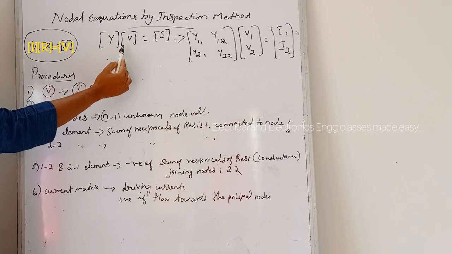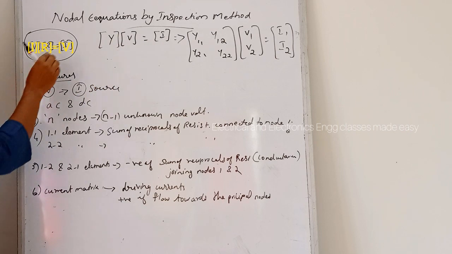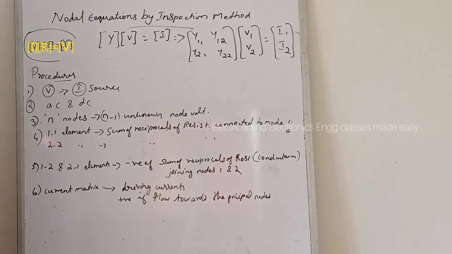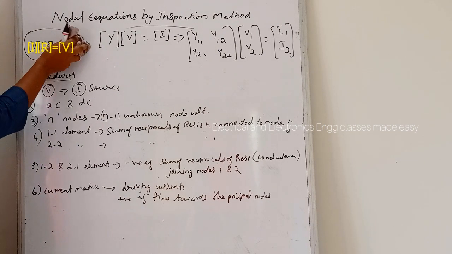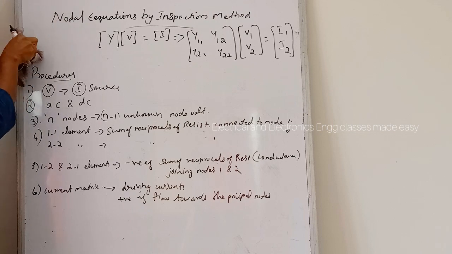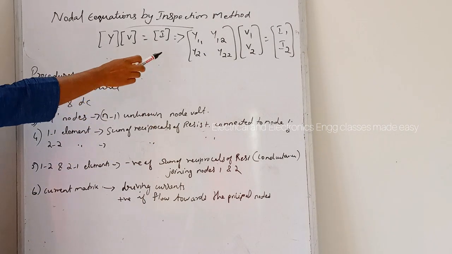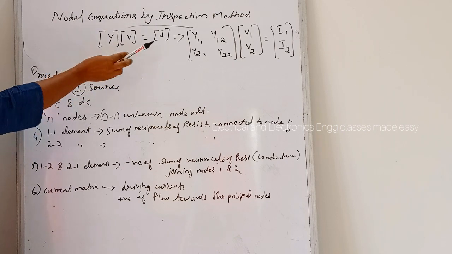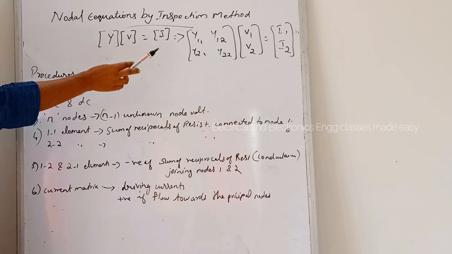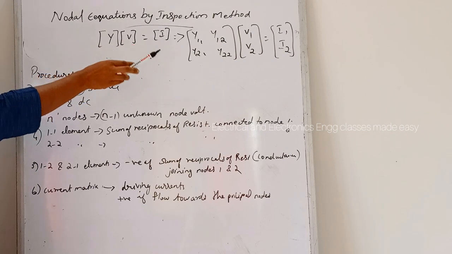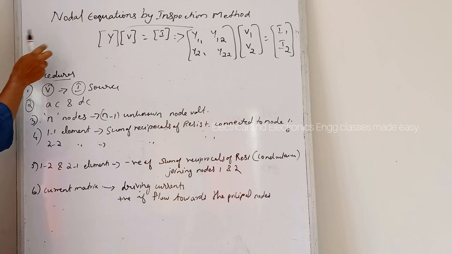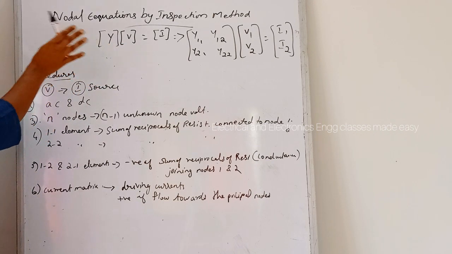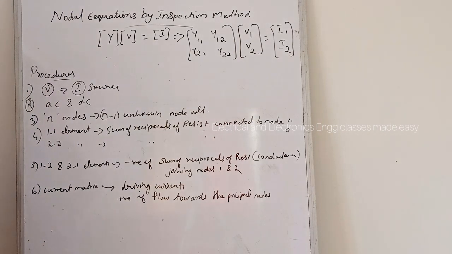Here Y is admittance, V is the voltage matrix, and I is the current matrix. In 2 by 2 matrix form we can write y11, y12, y21, y22 into v1, v2 equal to i1, i2. So this is the matrix form for the nodal analysis by inspection method, and there are some procedures for writing this matrix.